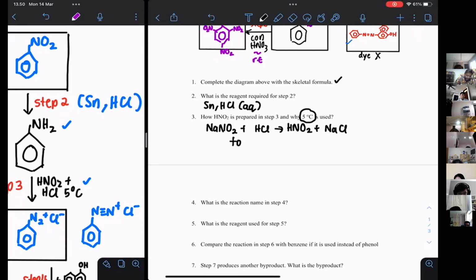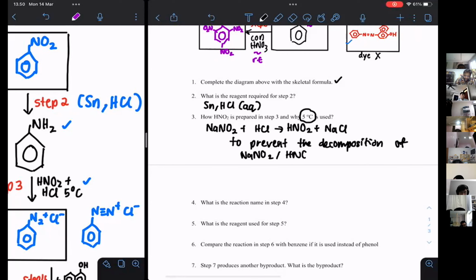So that it doesn't decay. Yeah, to prevent the decomposition of NaNO2, or okay, HNO2, to give you N2. We don't want that to happen. So that's why less than, I think, less than 10. So we choose 5 degrees Celsius.